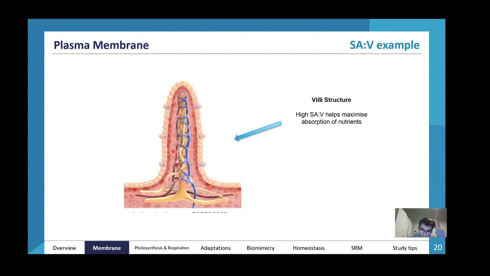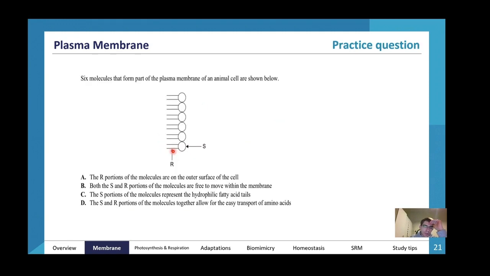For example, villi, a high surface area to volume ratio maximizes absorption of nutrients. And for those of you that don't know what villi is, it's essentially like small hairs lining our intestines, and they're used to absorb as much food as possible.